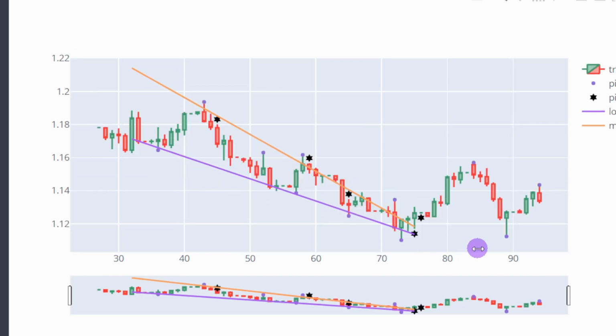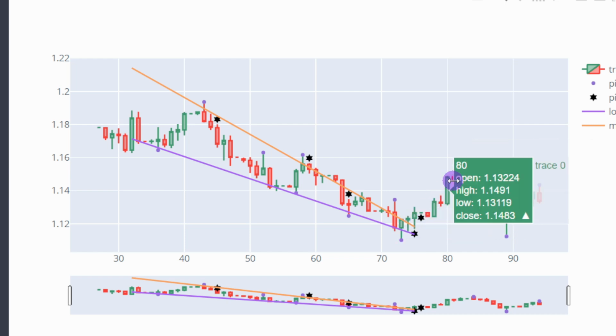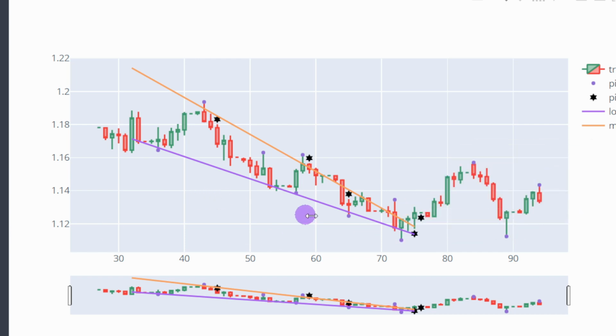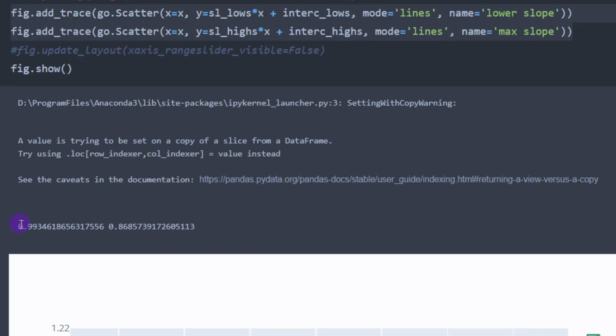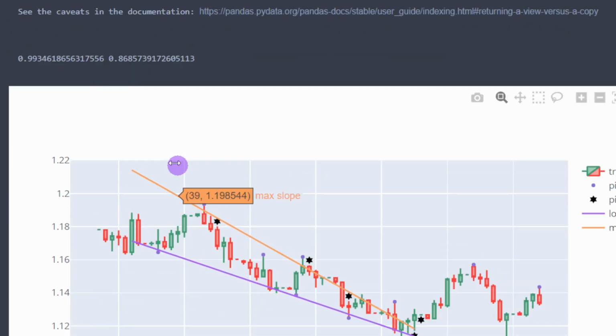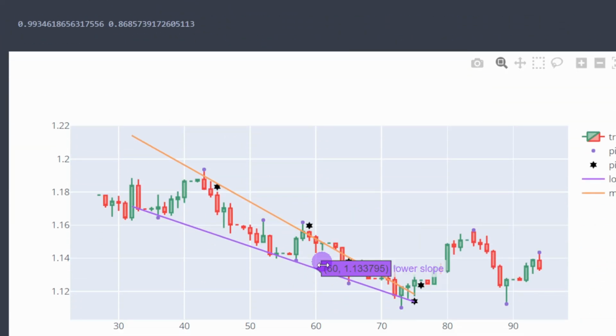This is the channel, and it seems that 75 is detected as an uptrend breakout, which is correct because we have an uptrend following this candle. We can also verify that the lower point, the purple segment, goes through most of the lower points, so we must have a very high R squared value. Let's verify this. So we have 0.99. This is an excellent fit. The upper one is 0.86, so it's a bit more distant from the points.